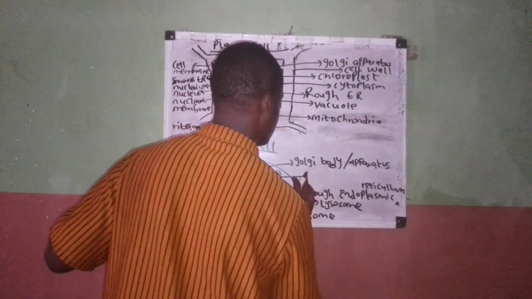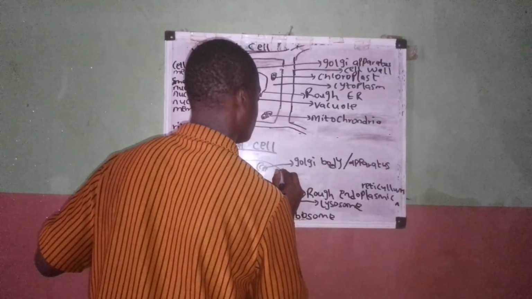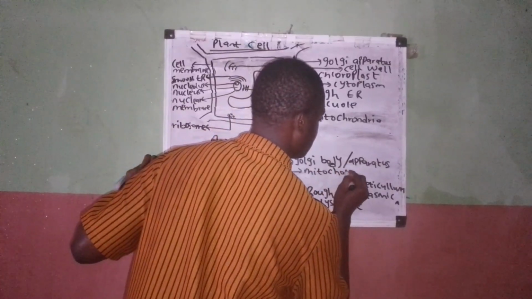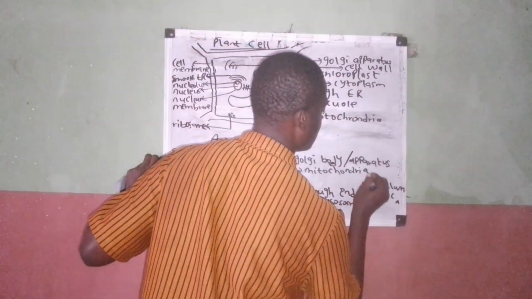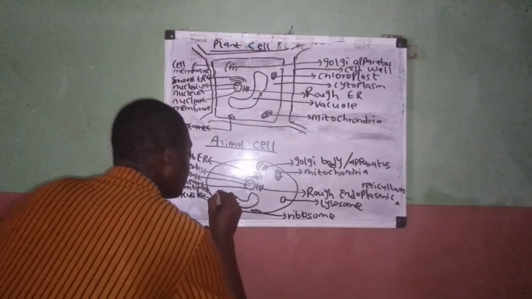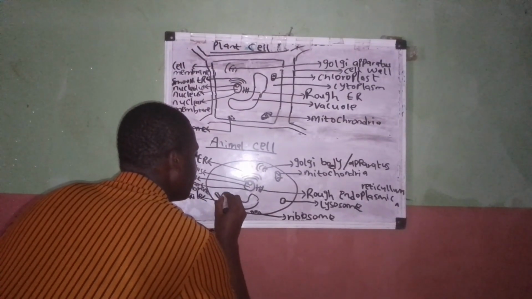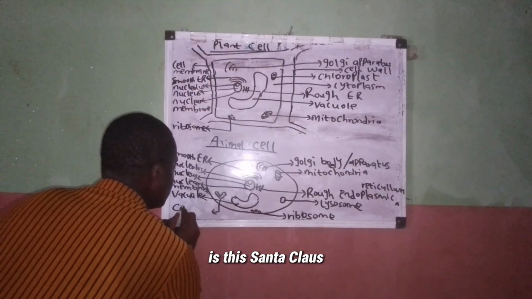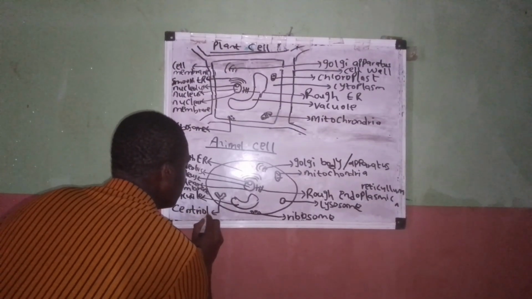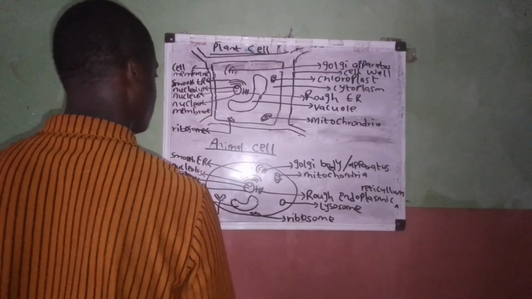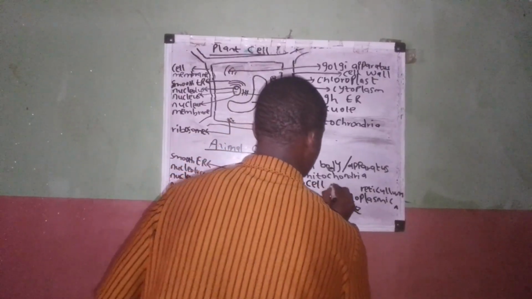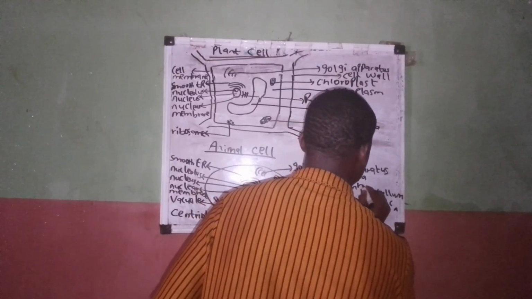This is the mitochondria. This is the centriole. Then this circle is the cell membrane. Cell membrane.